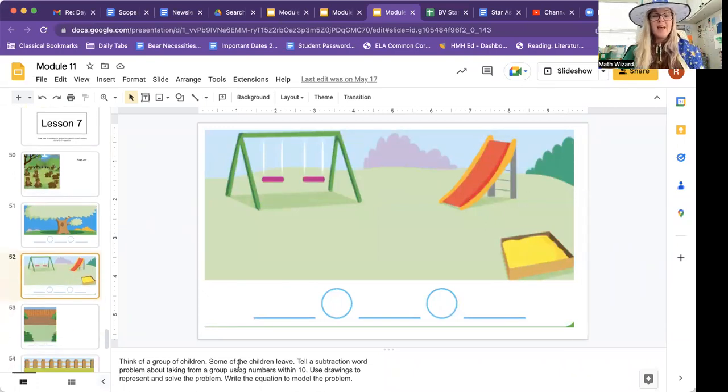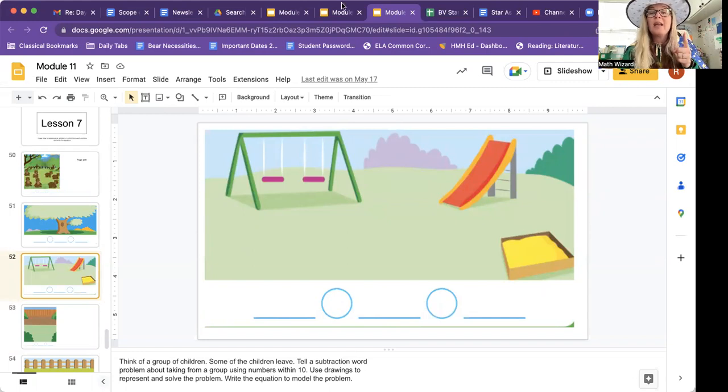All right. Ooh, nice playground here. Swing set, slide, sandbox. It's got all the makings of a fun day. Think of a group of children. Some of the children leave. If I have a group of children and some of them leave, am I adding to or am I taking away? I'm taking away, so it's going to be a subtraction problem.